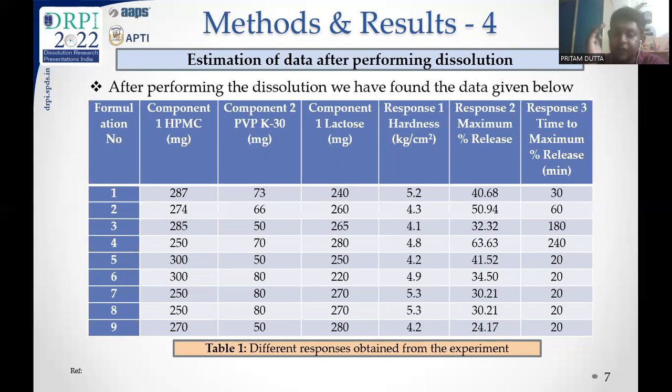And among the others, in the case of formulation 3, the HPMC was 285 milligram, PVP K30 50 milligram, and lactose 265 milligram. The hardness was 4.1 kg per centimeter square. The maximum percentage release we found was 32.32, and the time taken was 180 minutes. But among this data, the maximum percentage release was obtained in formulation number 4, and in formulations number 7 and 8, we found the maximum hardness, that is 5.3 kg per centimeter square.